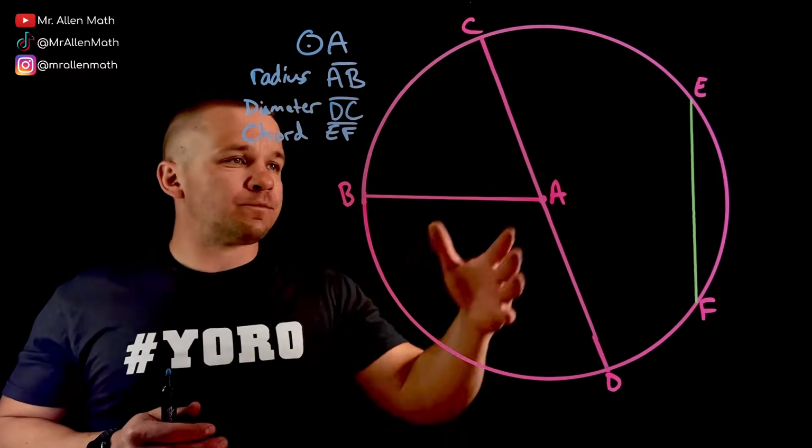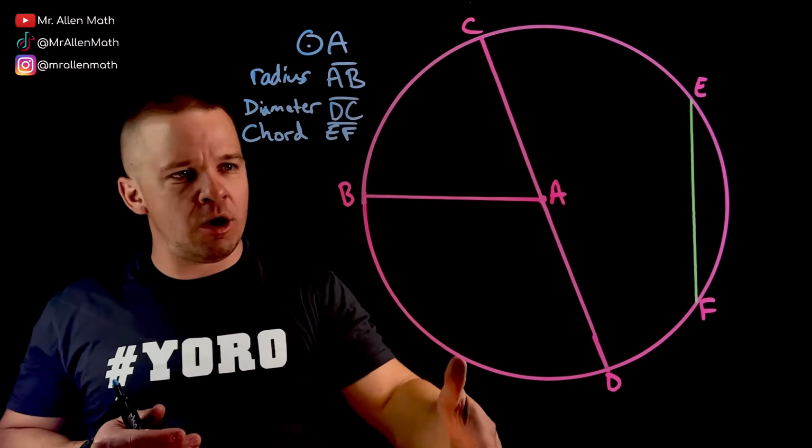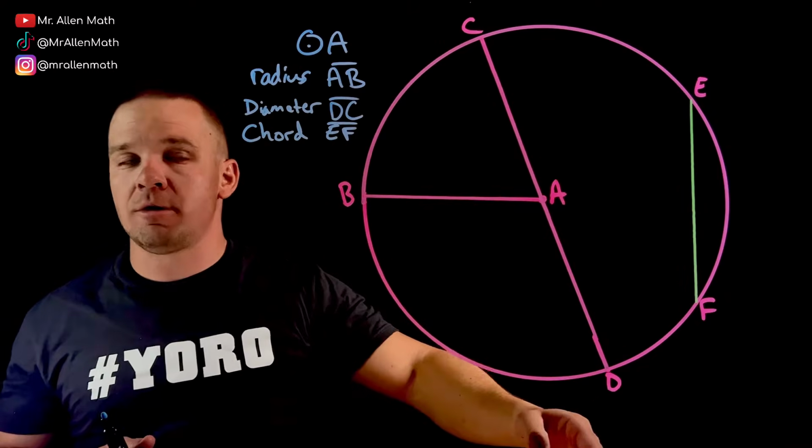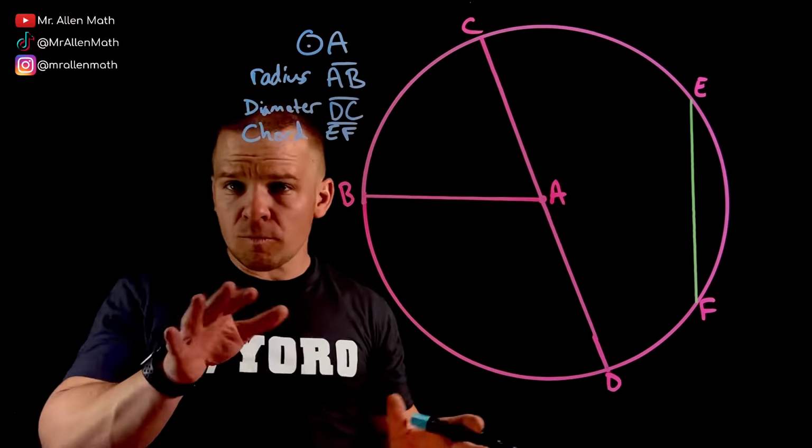So I get to draw a chord right here, right here, right here. That's also a chord, but it is my diameter. Are we cool with those things?